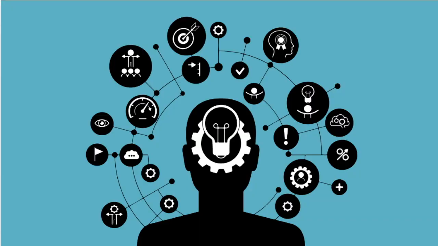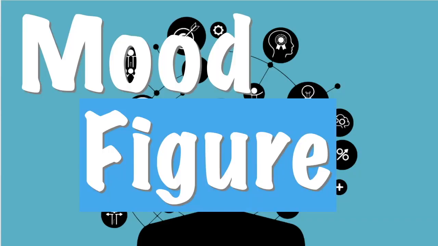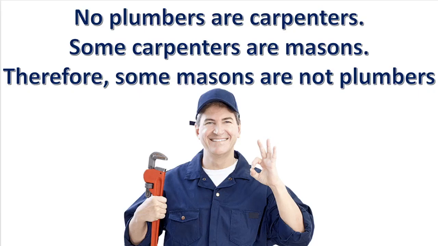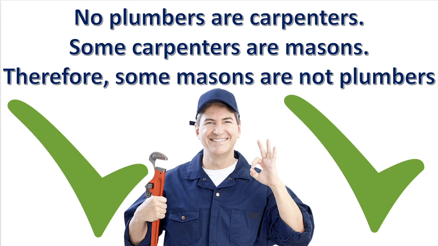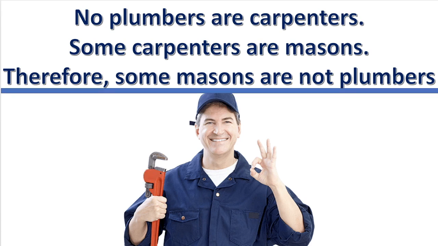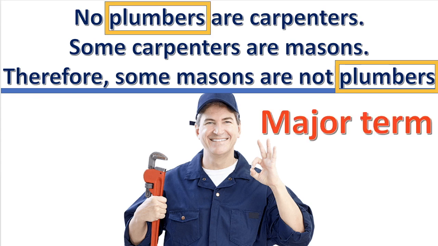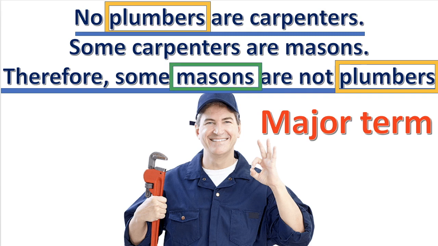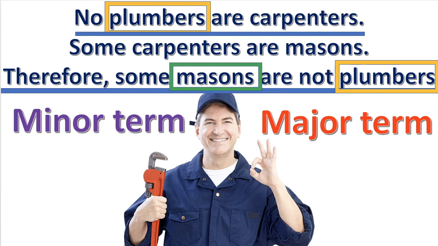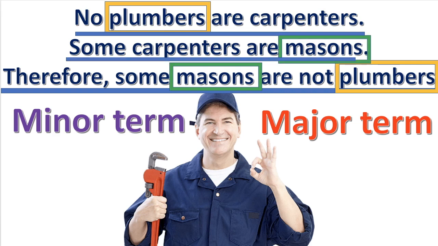Next, we will learn about the mood and figure of the categorical syllogism. Take a look at this syllogism. It is already in standard form. The conclusion is written last. The predicate of the conclusion, which is the major term, is in the premise which is written first. And the subject of the conclusion, which is the minor term, is in the second premise.